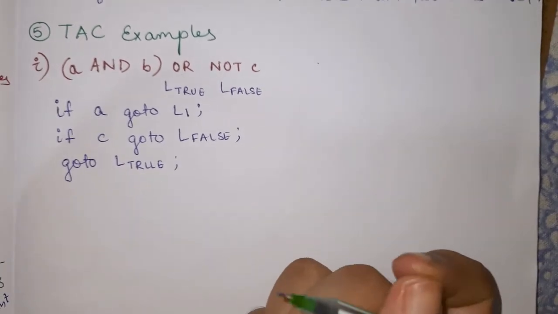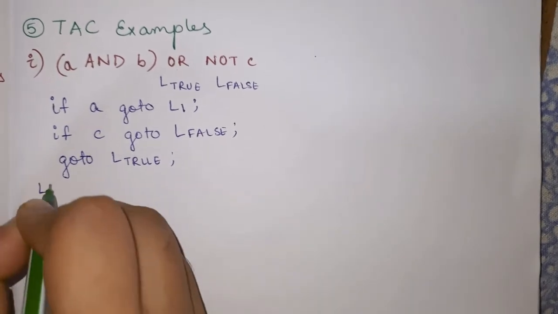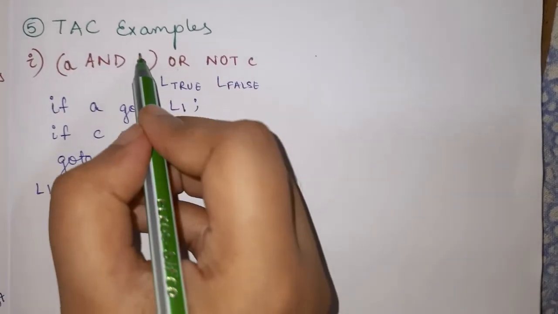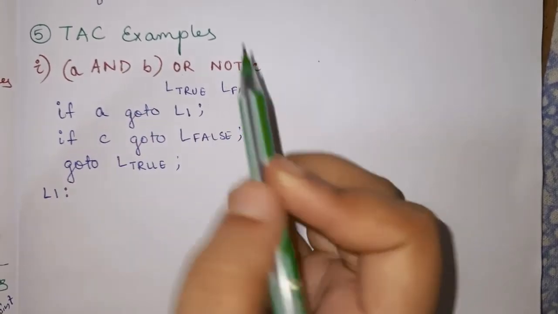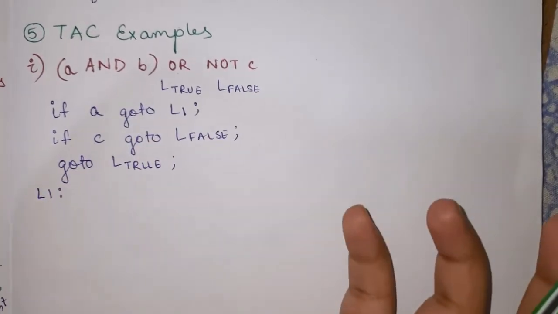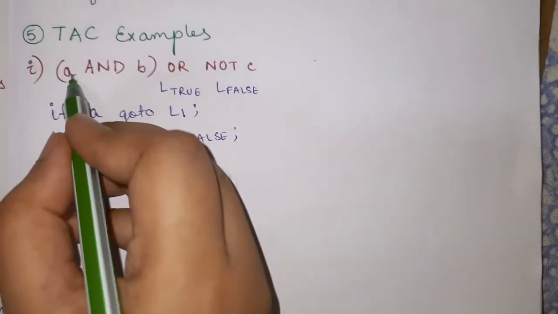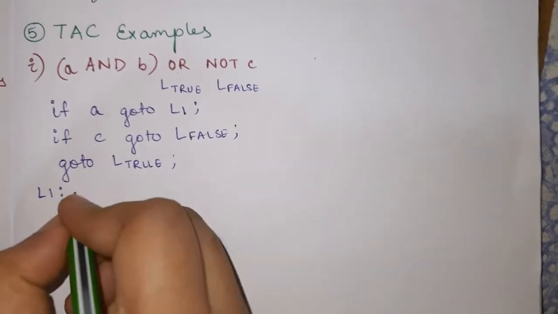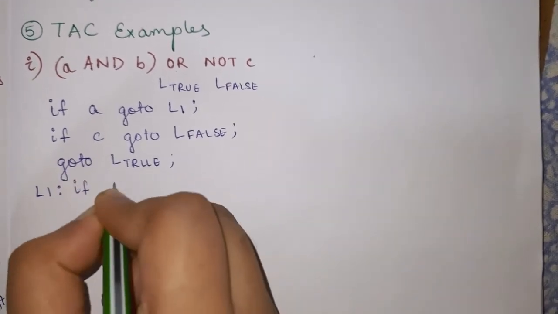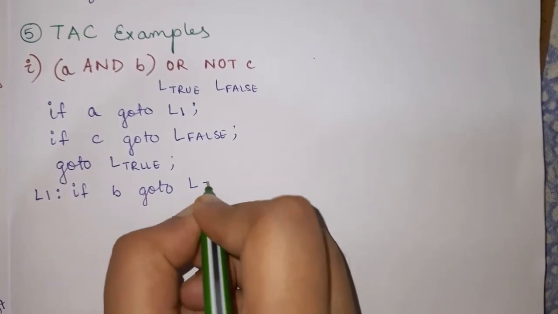Okay, now we need to define L1. So what is L1? I need to check whether the B condition is true or not. If it is true, then the whole expression becomes true, therefore L true. A is true, and now I am going to check for B. So if B, then go to L true.